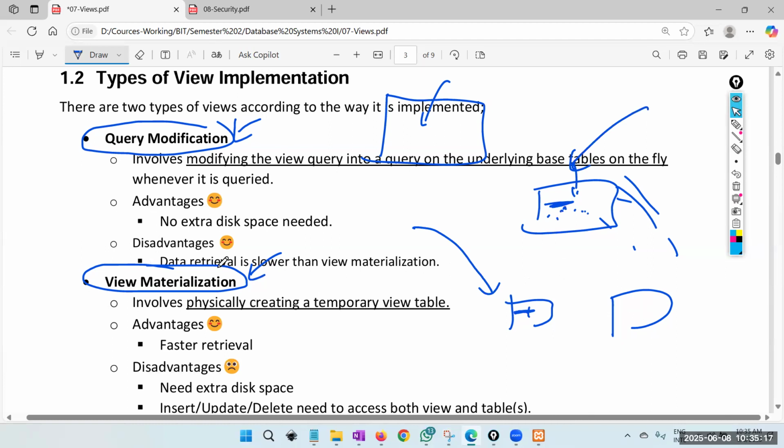Very rarely we go for view materialization, but there are situations where we go for view materialization for performance reasons. Most of the time we go for query modification, or the default is query modification. On the fly, at that time, the view is created and loaded to the memory. But when you go for query modification, you need more memory.